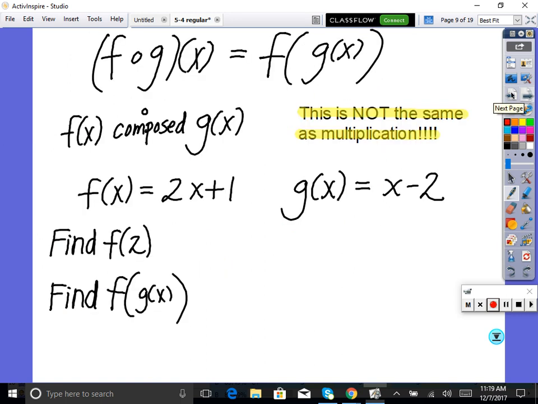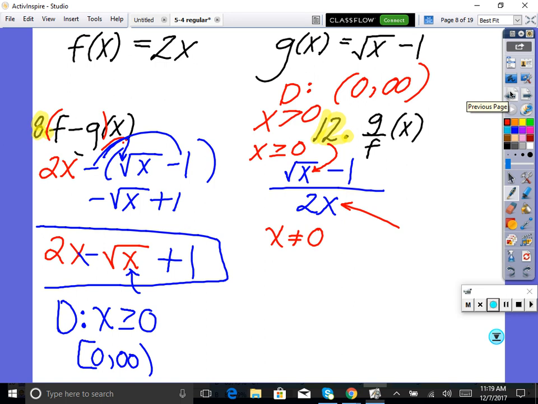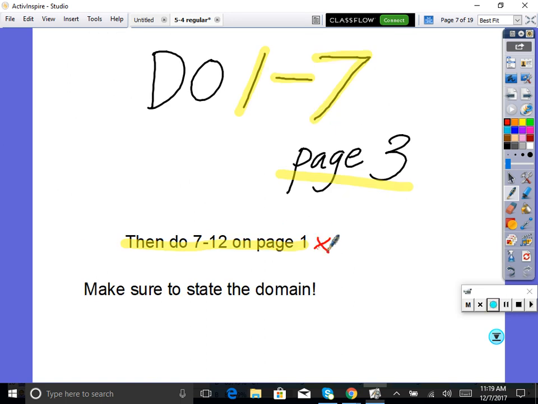Okay, I'm going to have you now do some in that section. Right there.